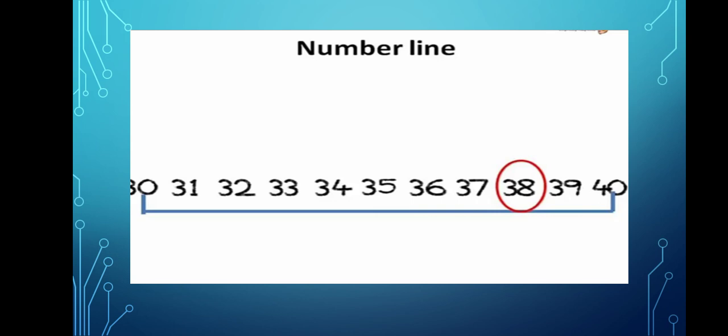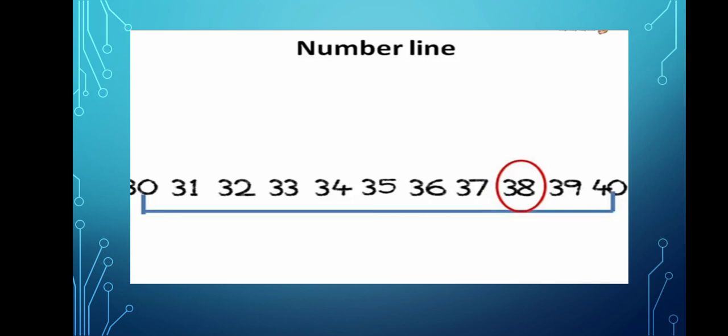38 lies between 30 and 40, and 30 and 40 are known as benchmark numbers. And here the midway number is 35. 38 comes between 30 and 40, and since 38 is greater than 35, it comes between 35 and 40 also. This much you should notice in the number line.